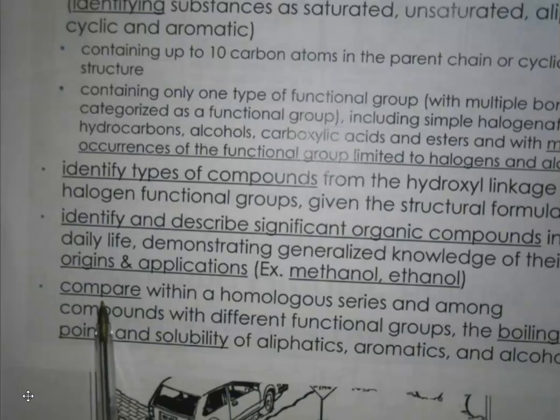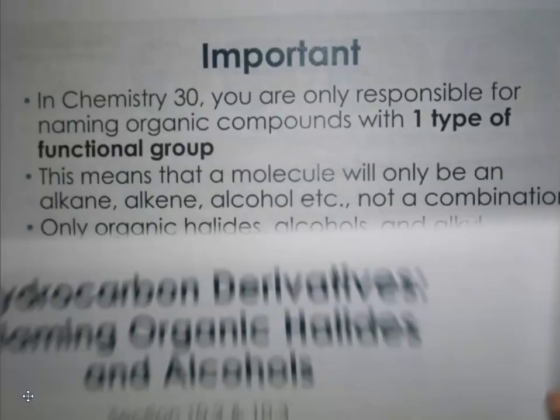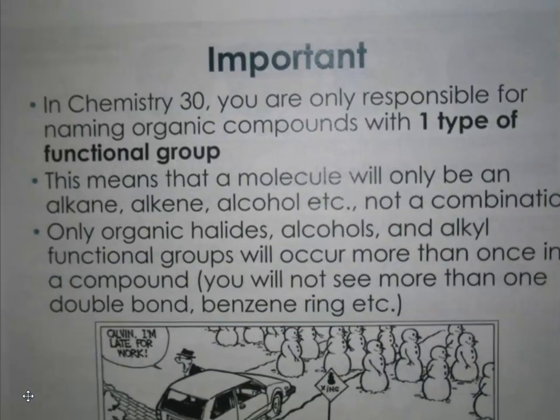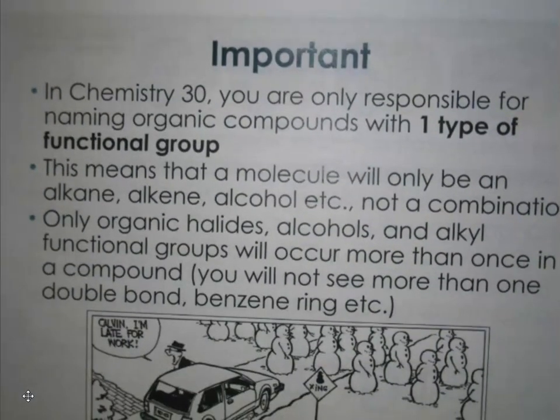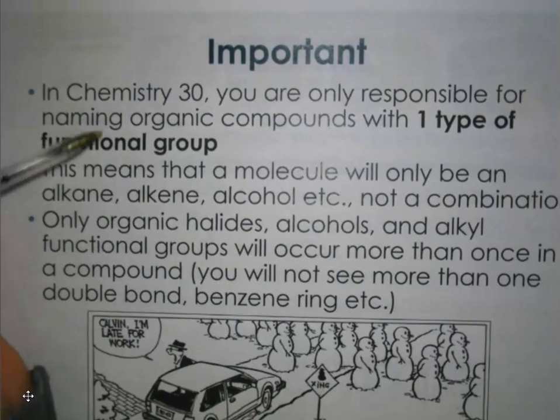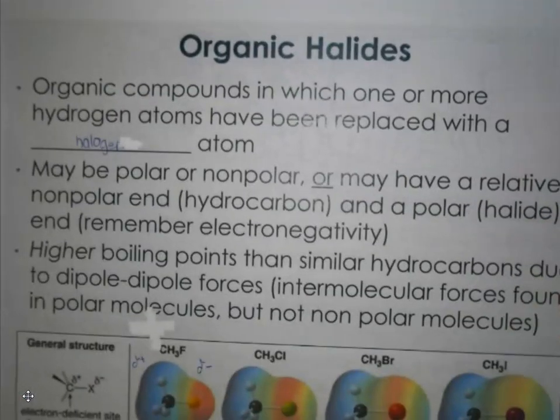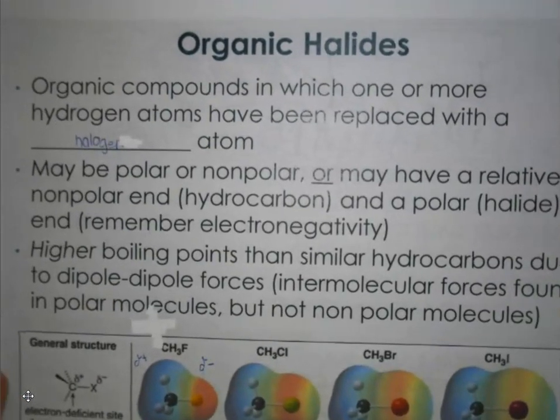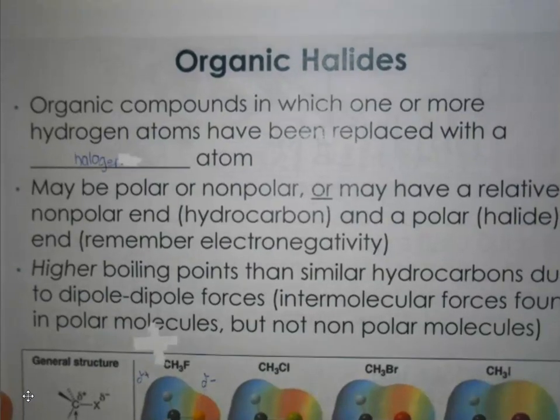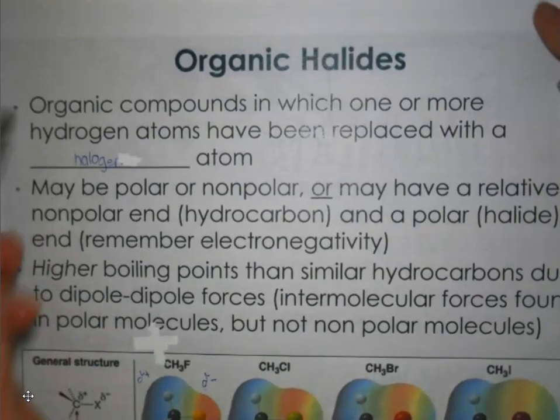Then also, being able to compare amongst all of the different types of organic compounds that we're looking at in this unit, you need to be able to compare boiling points and solubility. Usually you'll have to be able to rank them from highest to lowest and things like that. This is the same thing as talking about the fact that you will only have one of those. You could have more than one of those functional groups for halides and alcohols, so we already went over that.